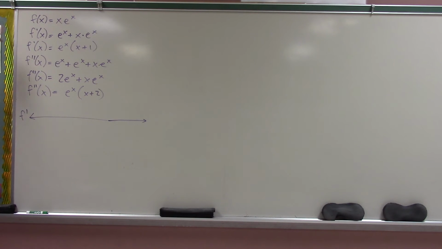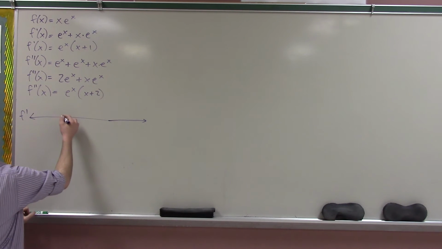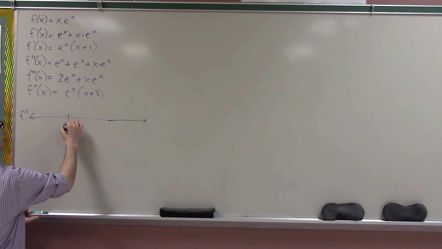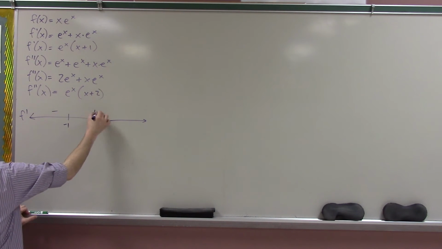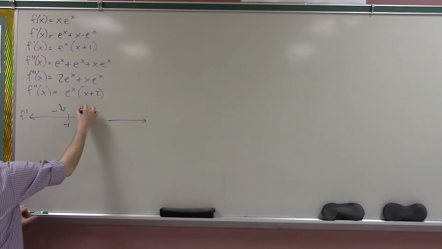So I took all my derivatives nicely factored, and let's make the sign chart for f prime. Well, e to the x is always positive, so only x plus 1 matters. So we'll look at -1, and it's going to go negative, positive, which means the function's decreasing, then increasing.